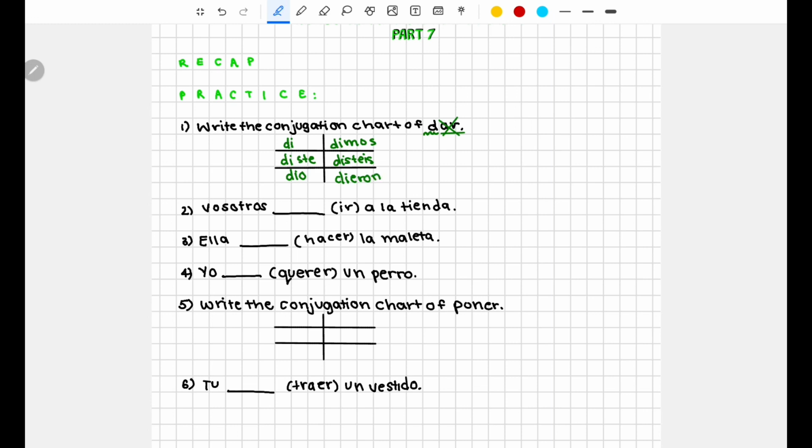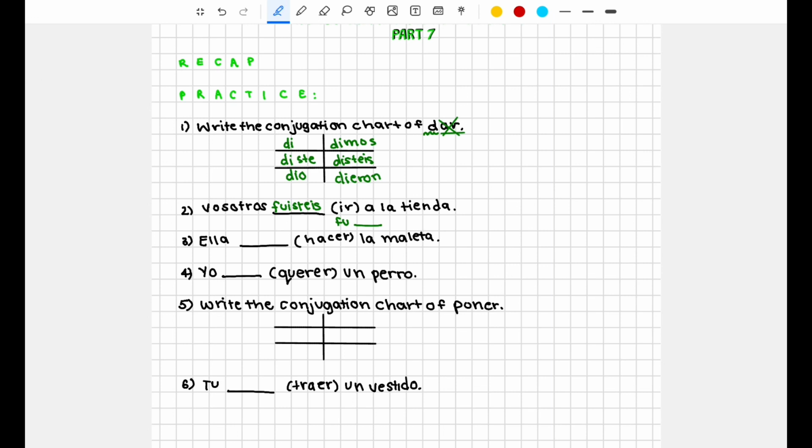Next we have ir, and we are conjugating it for vosotros, and the stem is fu, and then our ending for vosotros in the ir and ser verbs is isteis. So fuisteis. Vosotras or vosotros fuisteis a la tienda.